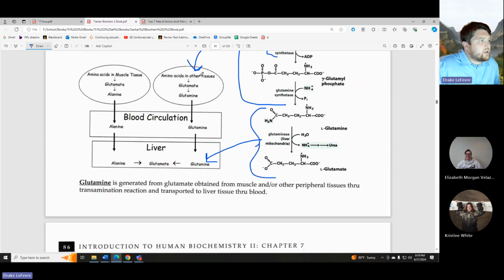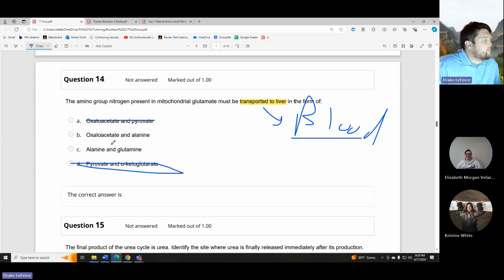Blood circulation. So from muscle tissue, it's alanine. From other tissues, it's glutamine. So whenever it says specifically skeletal muscle, the answer is alanine. If it says other tissue besides skeletal muscle, then it's glutamine. If it says just tissue in general, pick both of them, alanine and glutamine.